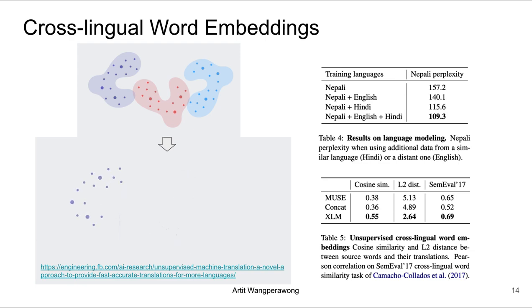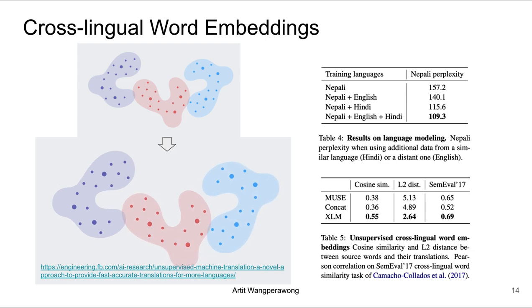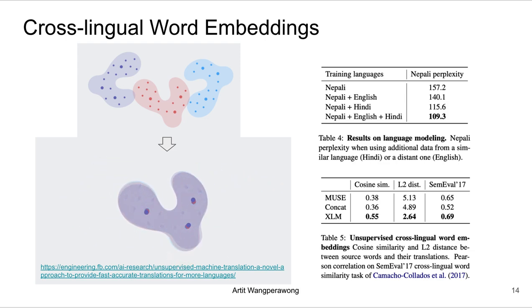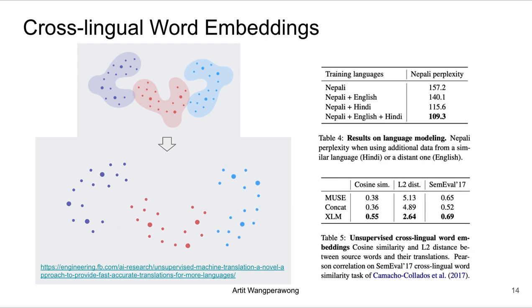So this table 4 here demonstrates that, again, the sum is really greater than the parts. If you were to train just a Nepali language model, it wouldn't do as good as if you added English and Hindi to it as well, even though, again, you don't have parallel data between those languages.